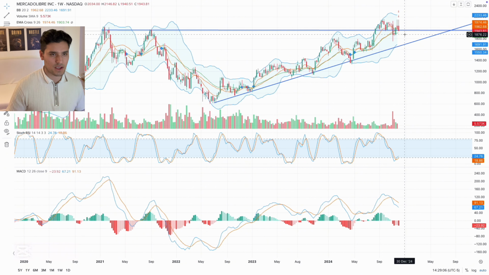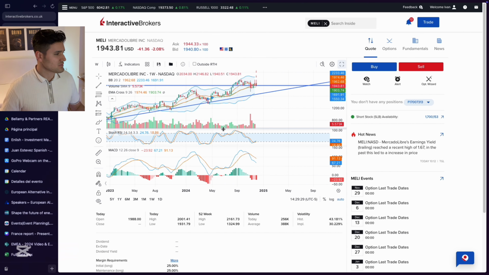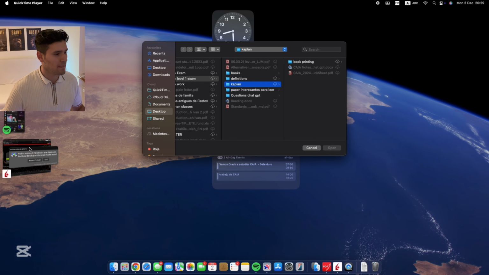So let's play it 1876. The strategy that I'll be looking is to enter with two positions at 1001 and one position at 1876. So let's go and place these positions.